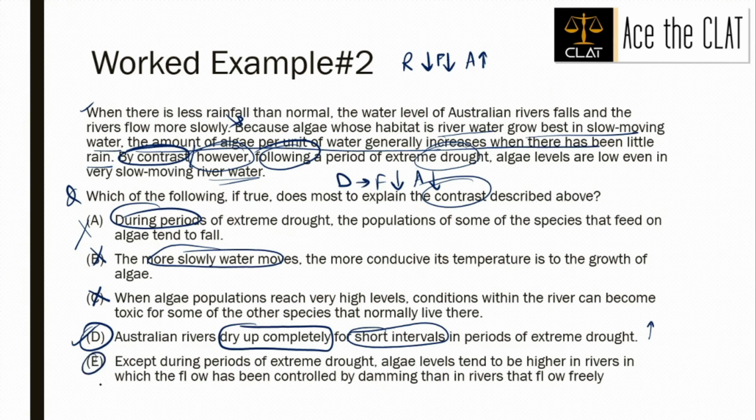Let us look at E. E says that except during periods of extreme drought, algae levels tend to be higher in rivers in which the flow has been controlled by damming than in rivers that flow freely. Okay, well, this option only states the problem, by saying that except during periods of extreme drought, which means periods other than extreme drought, algae levels tend to be higher in rivers in which the flow has been controlled. Flow has been controlled implies that the flow is slower there. This option does in fact identify that there is a contrasting situation, but does not really explain the paradox present in the passage. So it cannot be our correct option.